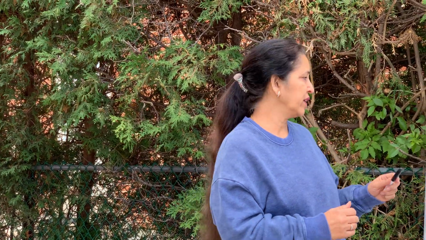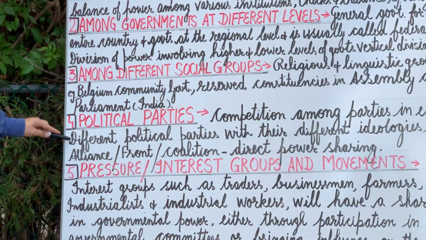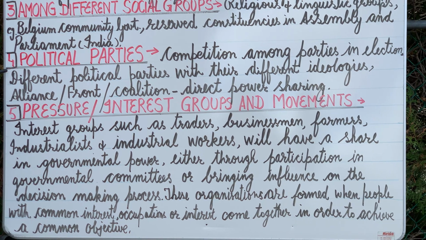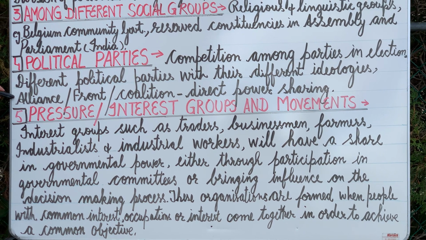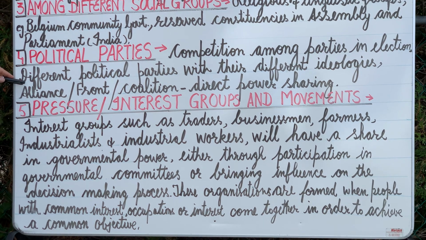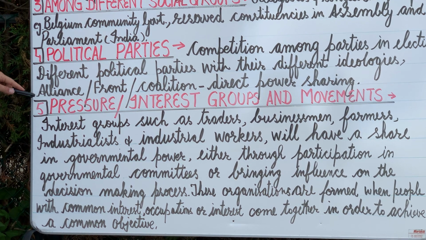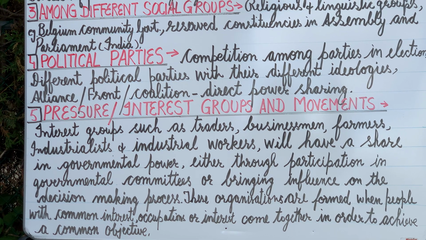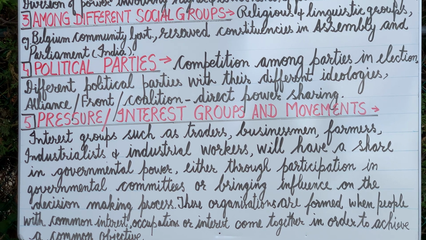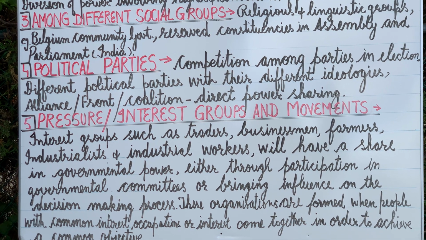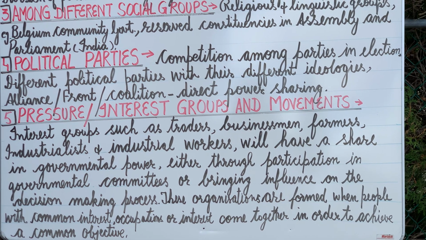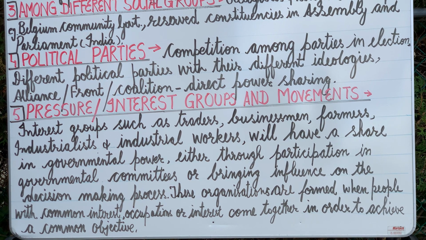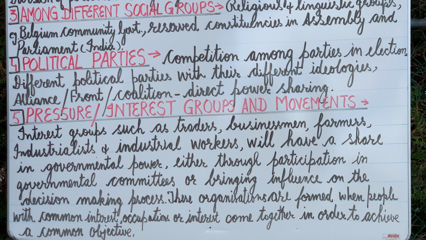The next form of power sharing is among the political parties. Now, what happens in a democracy? There is competition among political parties in the elections, and different parties come with their different ideologies, and they form alliances, fronts or coalition governments, and then they share the power among themselves. For example, you know the National Democratic Alliance and the UPA, United Progressive Alliance. Once they come to power, they share it among the parties that made the alliance.